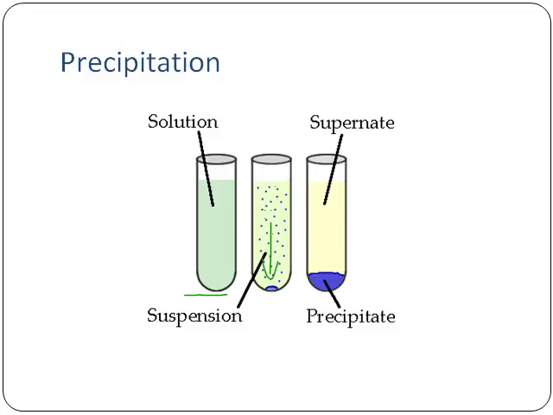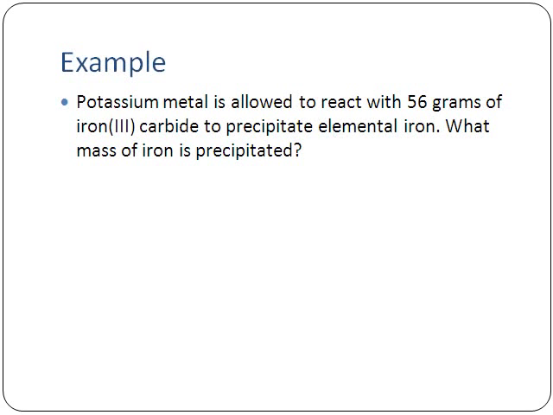And so when it says precipitated, that means that's one of the things that's created. That's going to be a product of that reaction. Whenever it says that, keep that in mind. That's the meaning of that particular term right there. So back to our stoichiometry action. Potassium metal is allowed to react with 56 grams of iron 3 carbide to precipitate elemental iron.